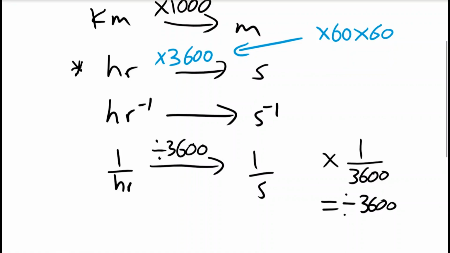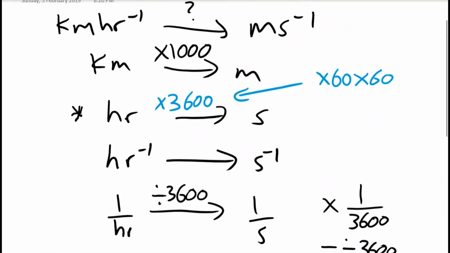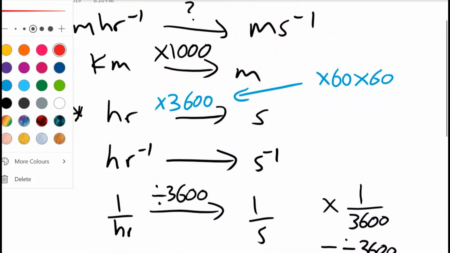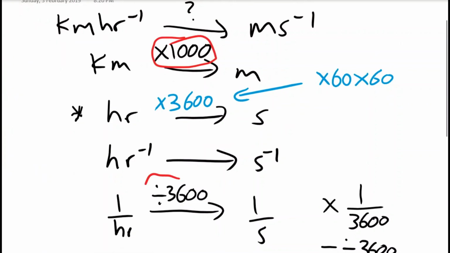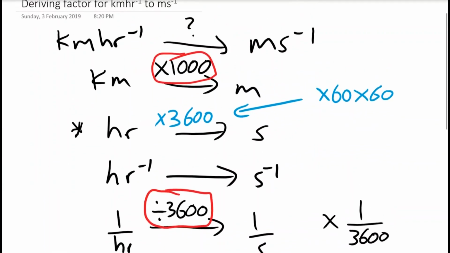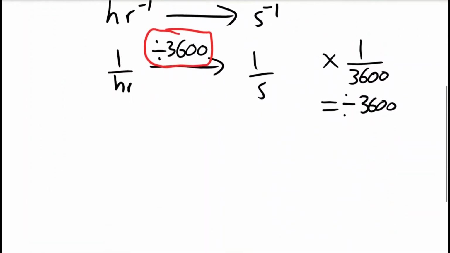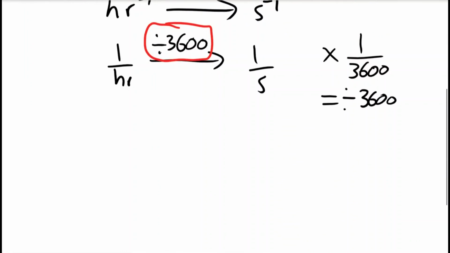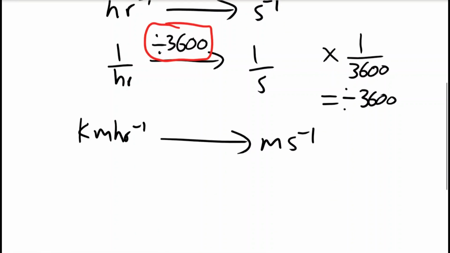Now, what we need to do is put both the times 1,000 factor and the divide by 3,600 factor into the one factor to achieve this goal of kilometers per hour to meters per second. So what we do with that is we just multiply them together. So to answer our first question of what is the factor to go from kilometers per hour to meters per second, it is actually just the multiplying of these two factors that we found piecewise.